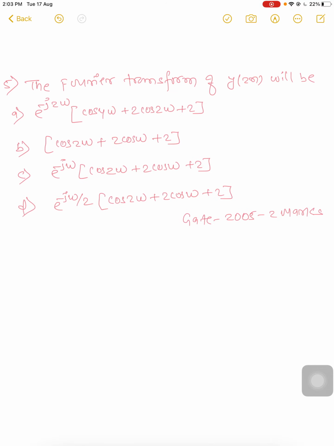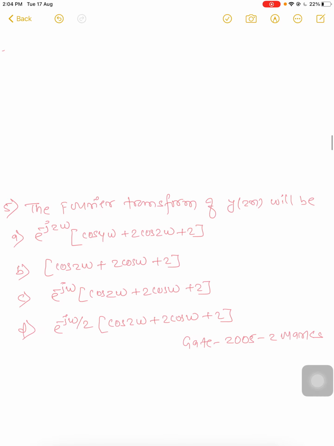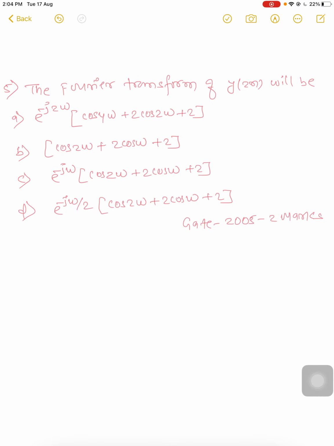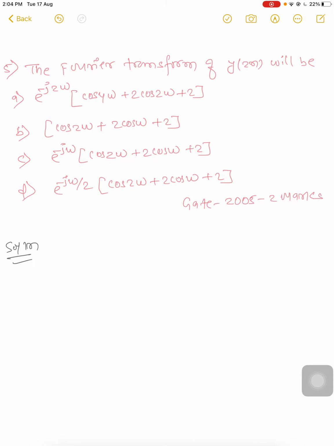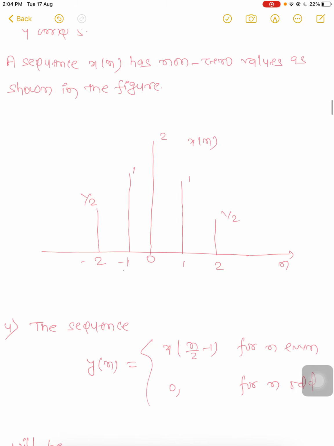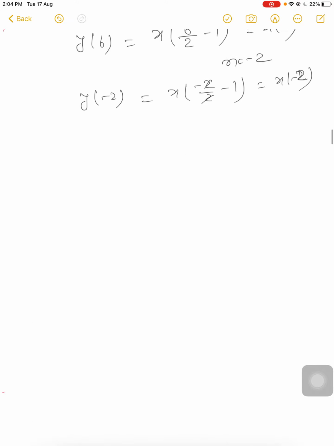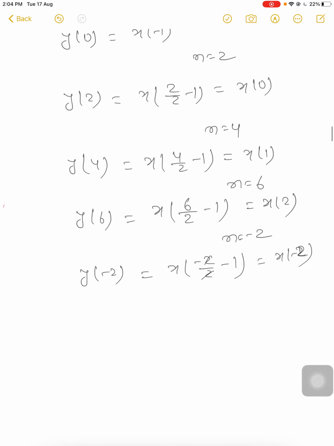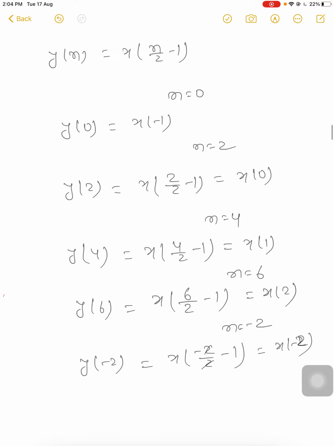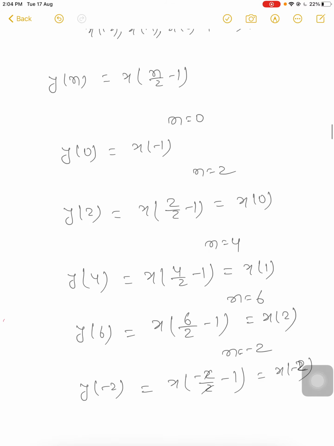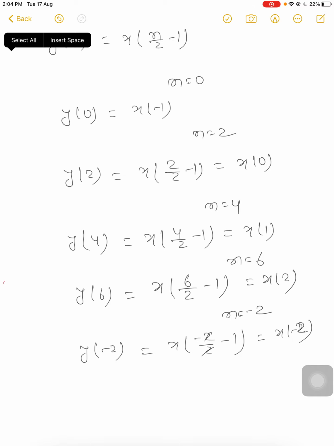Now comes to the next question. The Fourier transform of y2n, we have to find out. Already xn is given, and we have to find out the Fourier transform of y. So first of all, we have to define y2n, and yn we got, option A will be the yn. First draw the yn. Yes, here is the yn. This one above is the solution for yn.